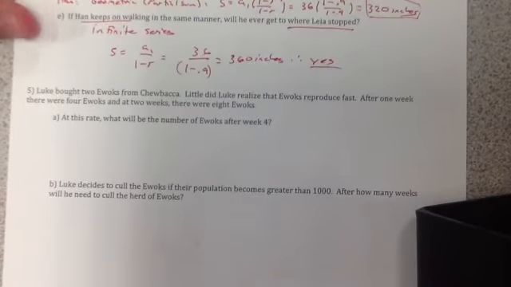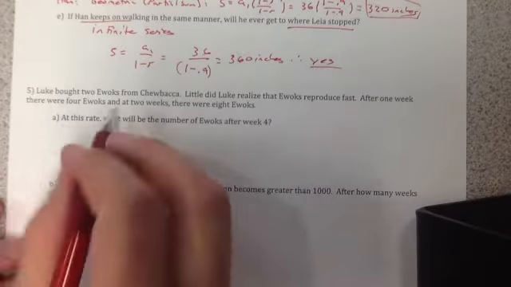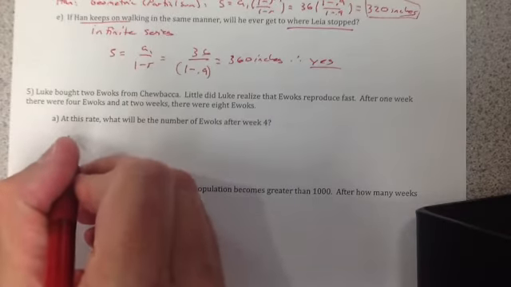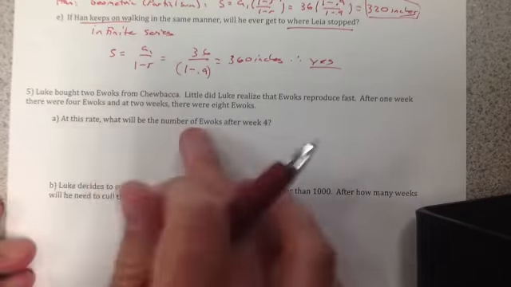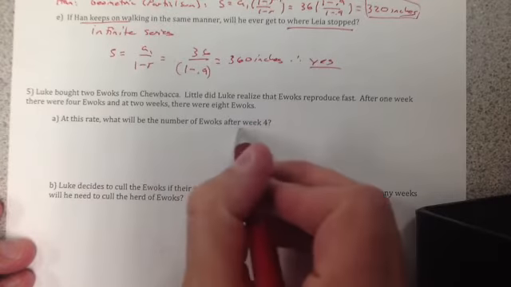All right. Luke bought 2 Ewoks from Chewbacca. Little did Luke realize that Ewoks reproduce fast. After 1 week, there were 4 Ewoks. And at 2 weeks, there were 8 Ewoks. So he starts off with how many Ewoks? So the question is, how many Ewoks will there be after week 4?